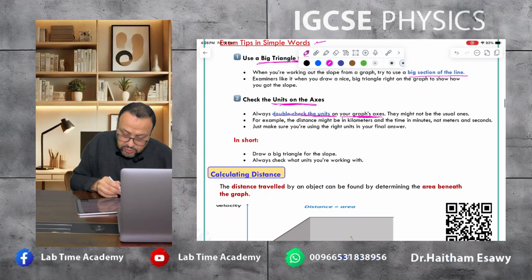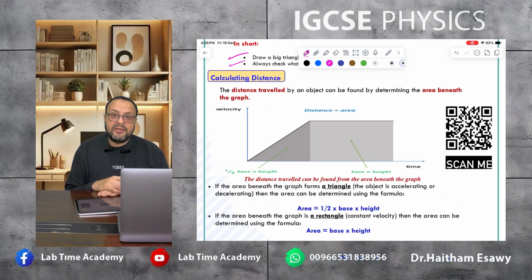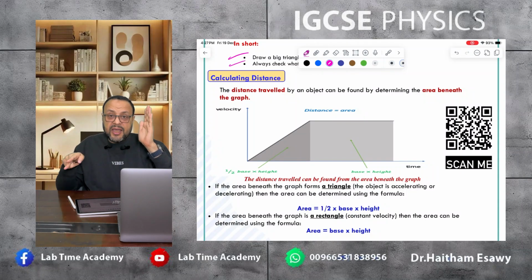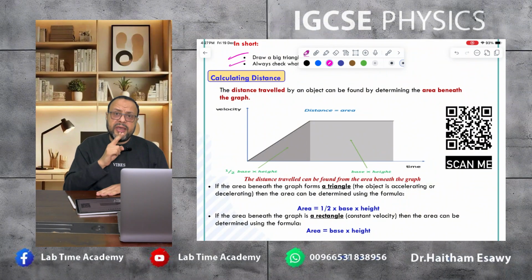So in short, you have to draw a big triangle for the slope, as I said, and always check what units you are working with. Actually, we want to calculate the distance. If he gives you a speed-time graph and asks you to calculate the distance traveled, the distance traveled is the area under the speed-time graph. Distance traveled equals the area under the speed-time graph.